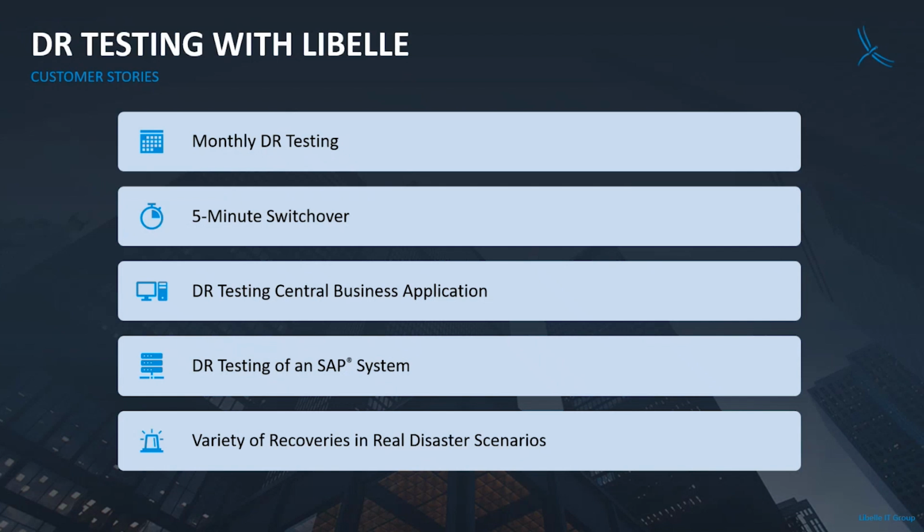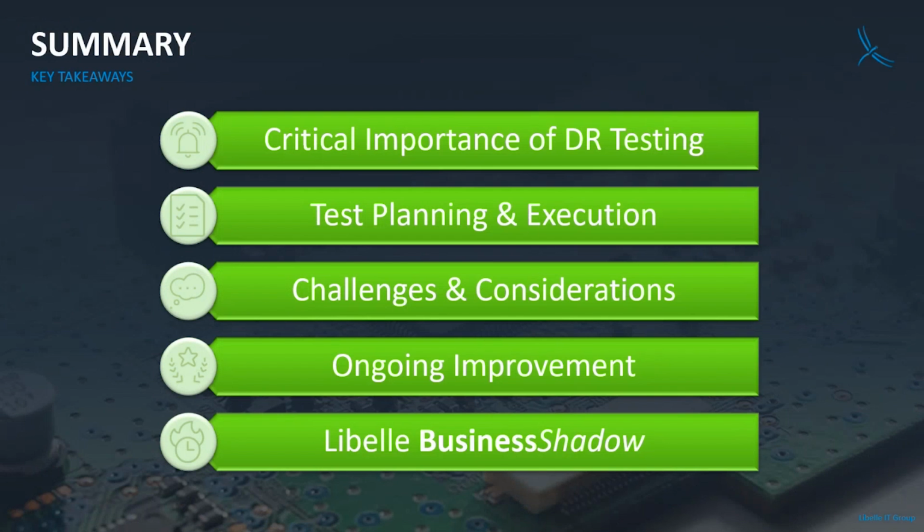And so as a summary, we've talked about the importance of DR testing. We've talked about how we can plan the DR test, what challenges can happen there, and also how to execute the DR test. And also it's an ongoing process, so we need to continuously improve our DR test. And last, Libelle Business Shadow is a disaster recovery tool, which can help in automating and simplifying those DR procedures.